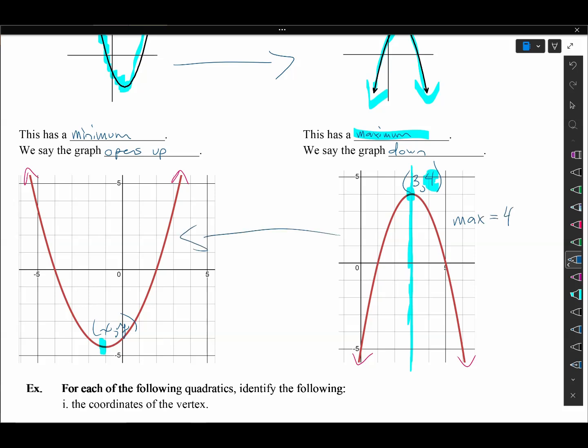Let's take a look over here. Do we have a maximum? No, because this opens up. If it opens up, it goes up forever. If it opens up, it does not go down forever. So it will have the lowest point that it can reach. That's way down here. That's our vertex. Whoops, that's our vertex. We'll need the coordinates.